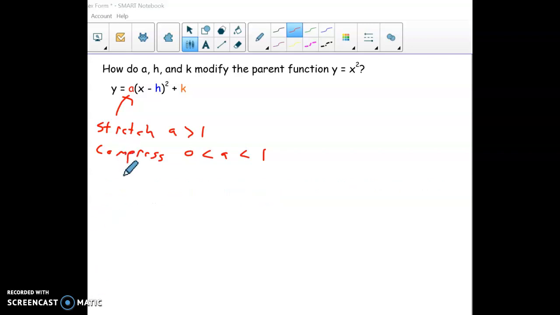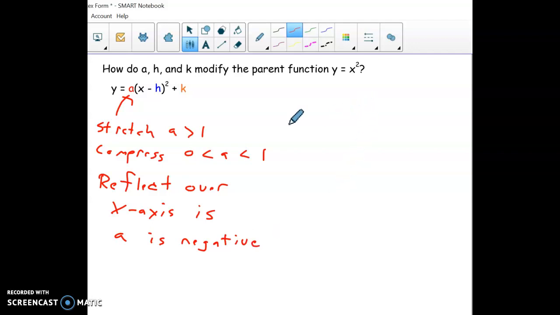Sorry, you can ignore it. And then it's going to reflect, or flip upside down, if a is negative. So it's going to reflect over the x-axis if a is negative. Okay, the other parts, I ran out of space there, but h is going to move it left or right.